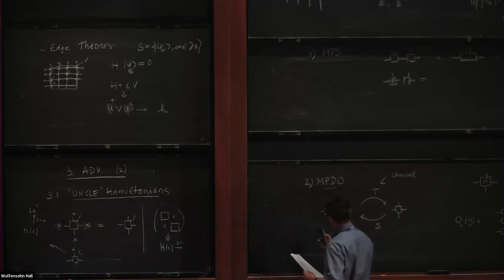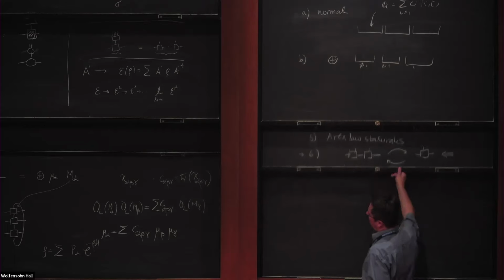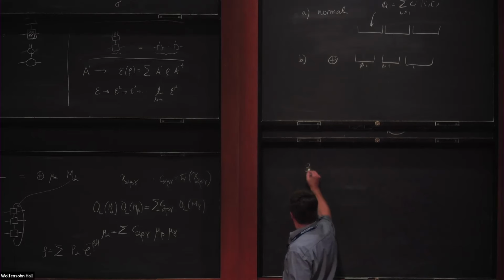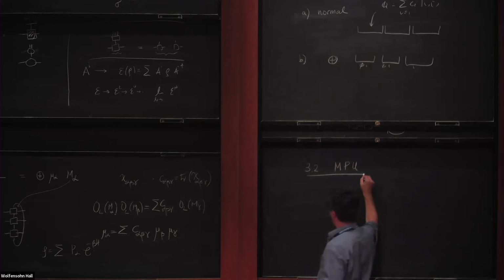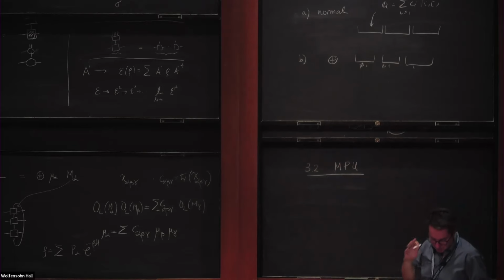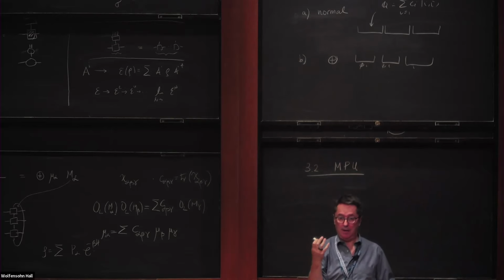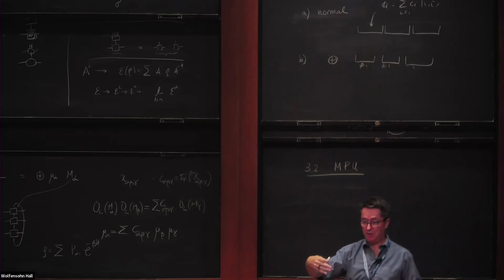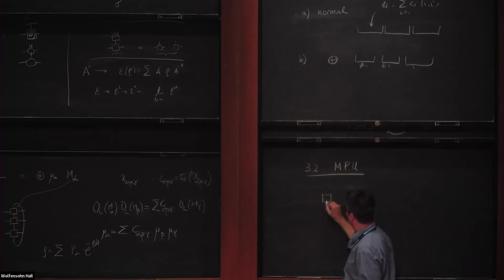Okay, so I'm going to talk now about unitaries, matrix product unitaries. That's another topic that I mentioned several times. And we'll also mention this very briefly. So as I mentioned at the beginning, you can take now unitary operators and write them also in terms of tensor networks. So these are operators that map states into states. So the tensor network operator in one dimension will have this form.